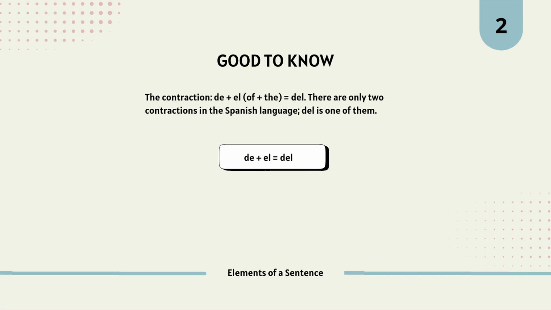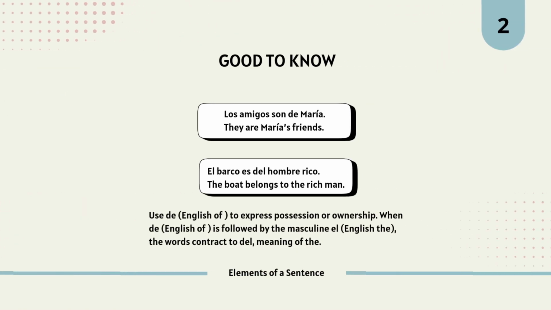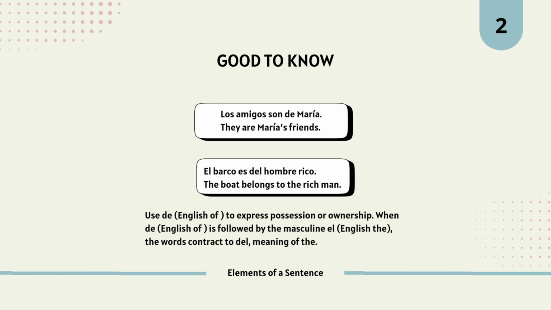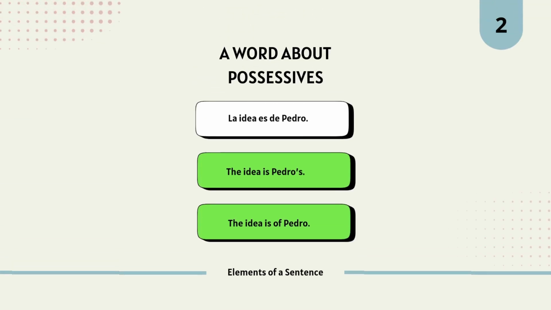A quick note here. The contraction of de and el, in English of and the, changes to del. There are only two contractions in the Spanish language. Del is one of them. Use de to express possession or ownership, but when de is followed by the masculine el, the word contracts to del, meaning of the.